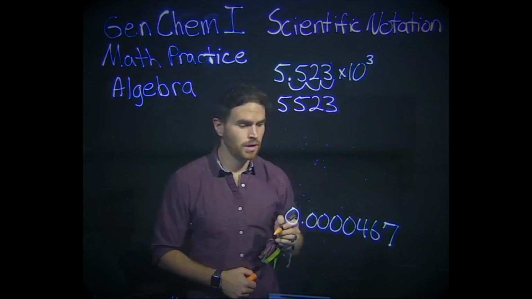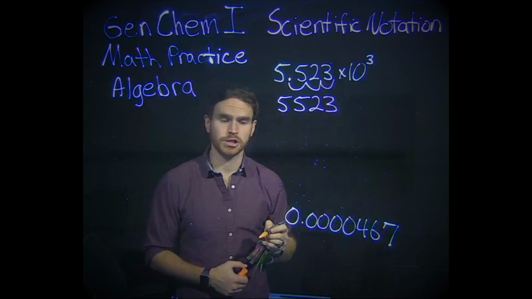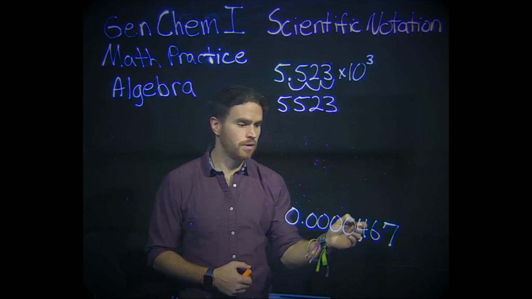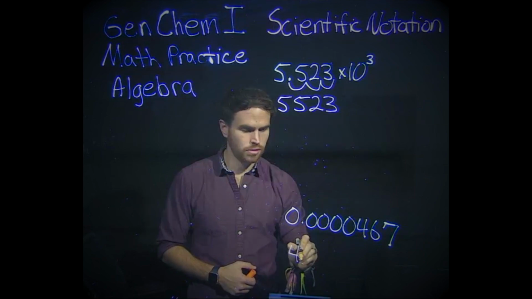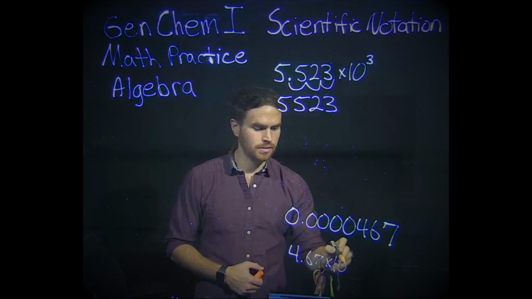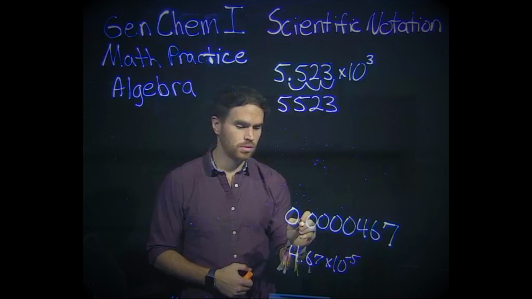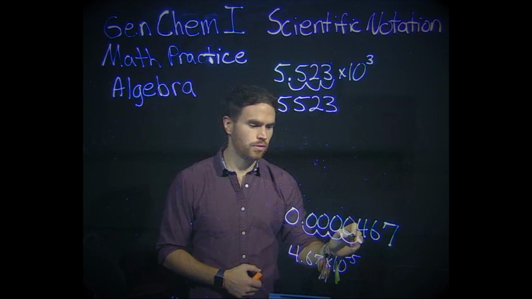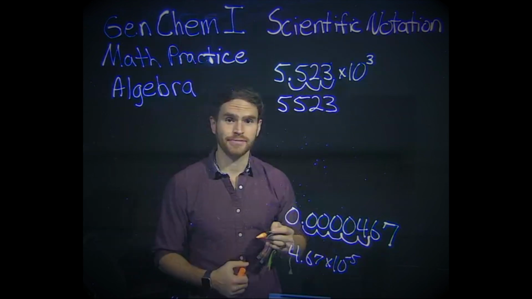Additionally, let's look at how to convert a decimal into scientific notation. This number, 0.0000467, can be rewritten as 4.67 times 10 to the negative 5, because the decimal has been moved over 1, 2, 3, 4, 5. And that's where we get our exponent being negative 5.